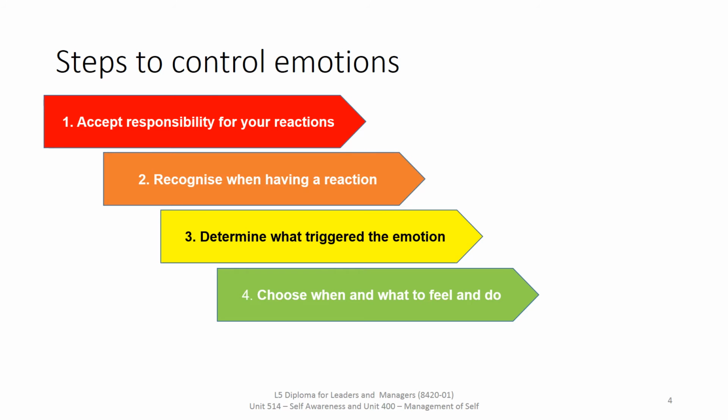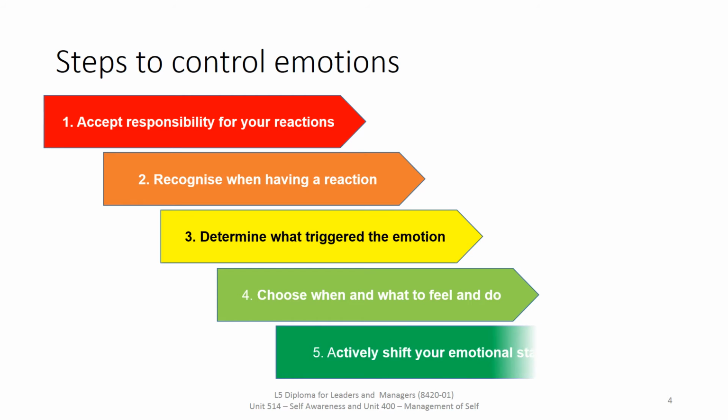And finally, it's about being able to actively shift your emotional state. So it's about changing things. It takes practice in different times and in different situations. So when you first notice that reaction in step 2, you need to think about what your normal triggers would be and what your normal reactions would be. And then you need to think about step 4 and think about choosing something different and changing your emotion by taking control.